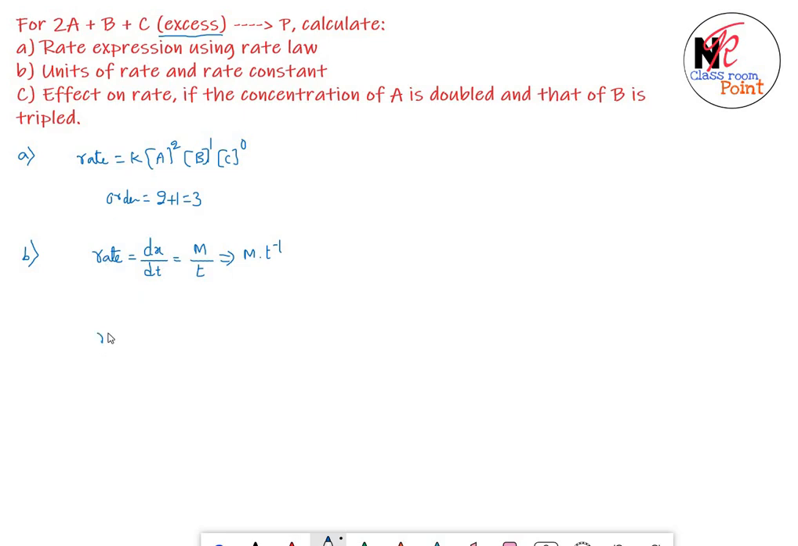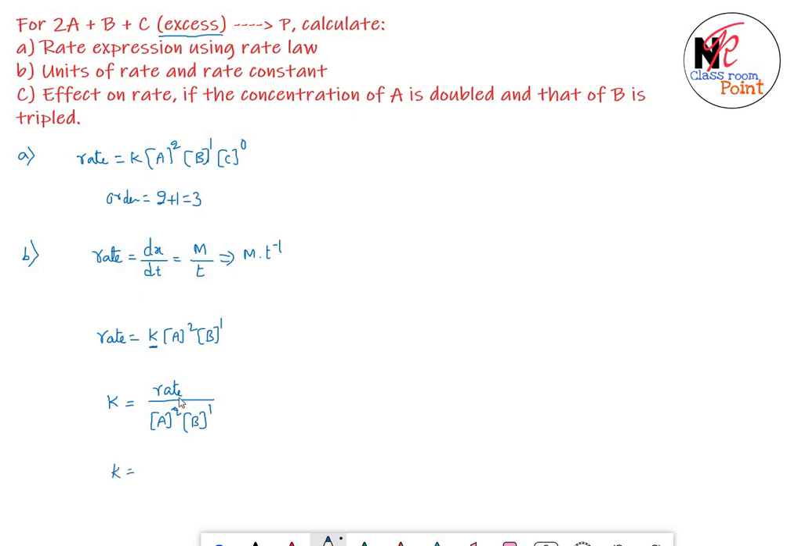So now let's go with the starting form, that is rate equals to, since something to the power of 0 equals 1, I am not considering C. So K into concentration of A power 2 into concentration of B power 1. I would like to calculate the units of rate constant. So K equals rate divided by concentration of A power 2 into concentration of B power 1.